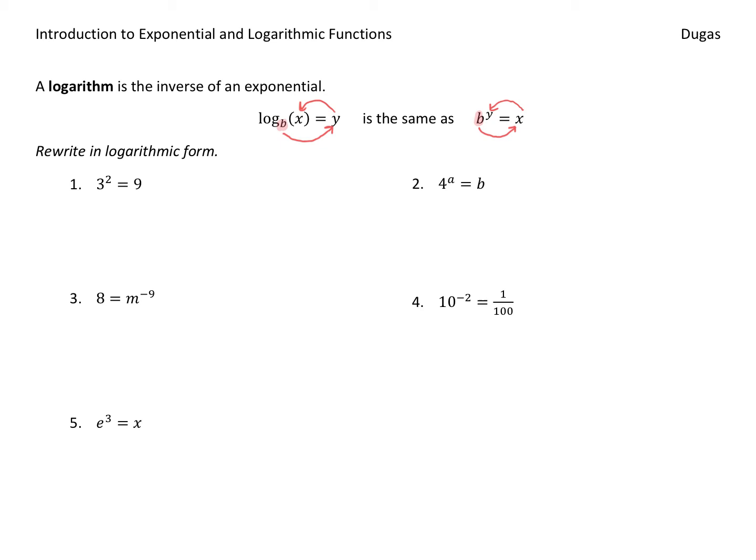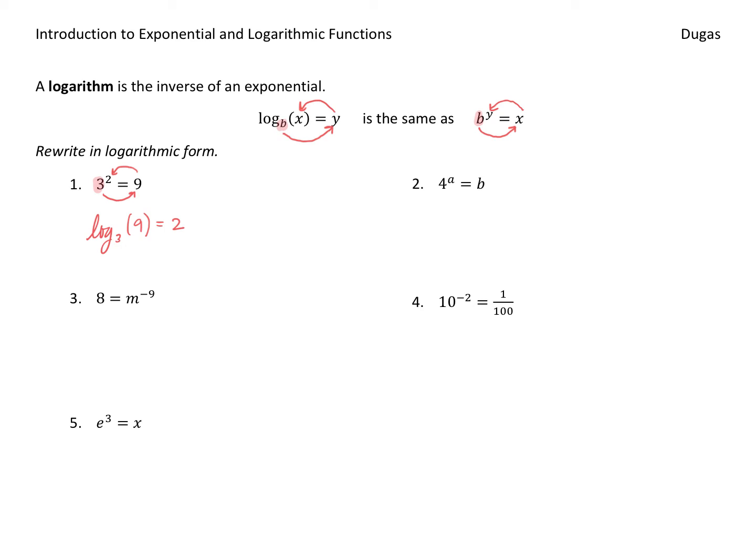So number 1, we're going to identify the base. So the base is 3. So I'm going to start by writing log base 3, so the 3 gets written as a little number, a subscript, of, go across the equal sign, 9 is equal to, go back across the equal sign, 2. So to write it in logarithmic form, you start with a base: log base 3 of 9 equals 2. And that's it.